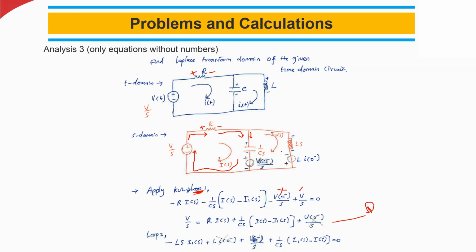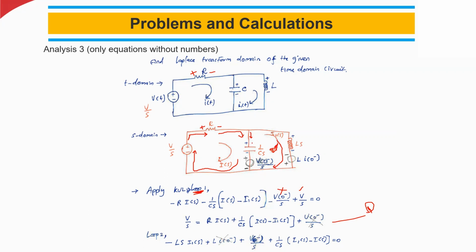And then the same current is flowing like this in this loop. Here the current is entering in the minus and exiting in the plus, so I have to write the plus for the initial voltage of the inductor. So plus L times I of 0 minus, and then here it's going in this way, so the exit sign is also plus. So plus V0 minus divided by S. And then here it's also going into this plus terminal.